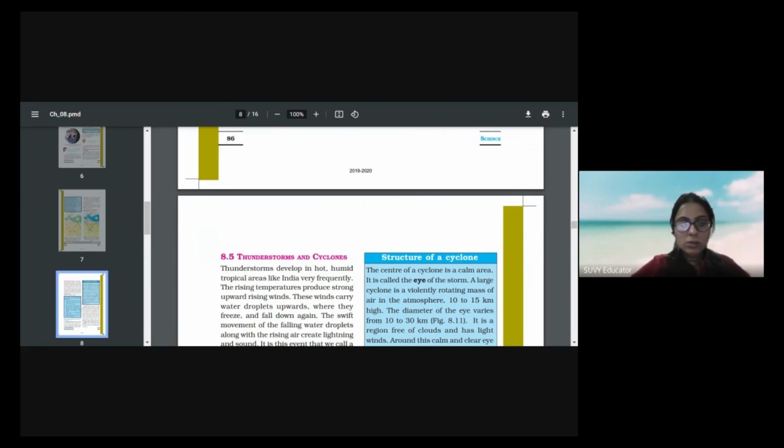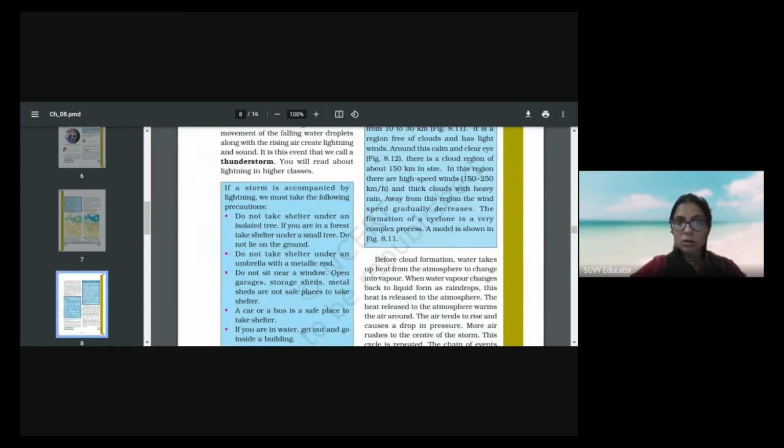When this swift movement of the falling water along with the rising air takes place, that is called lightning, and the sound is called thunder. This event is called a thunderstorm.